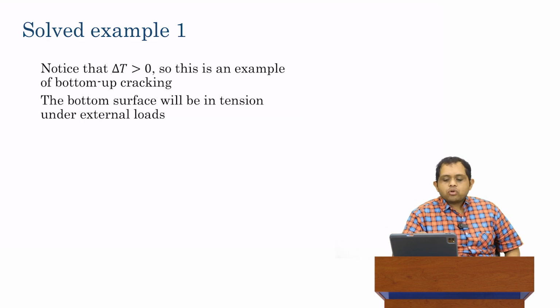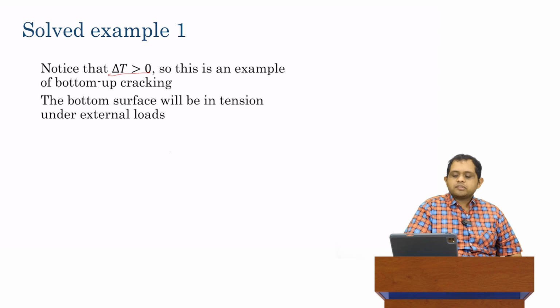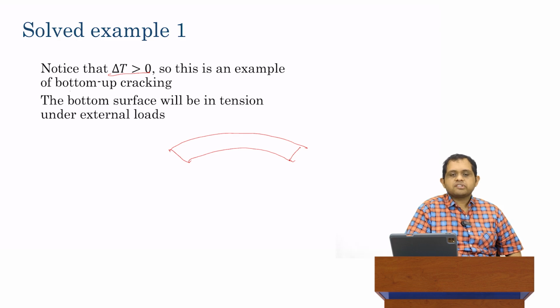We had looked at this before, but just to reiterate, you will notice here that delta T is greater than 0. That's what we expect because we expect the pavement to have a shape as I'm drawing over here. So the top surface is expanding and the bottom surface is contracting relative to the neutral axis or neutral plane. So this is probably a daytime temperature distribution. And this also happens to be a case of bottom-up cracking.